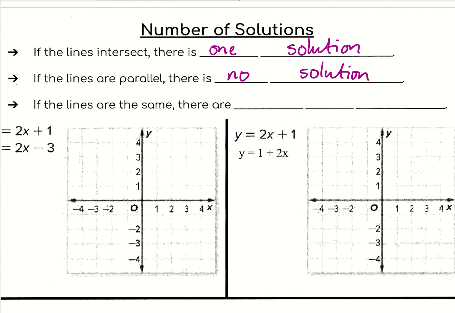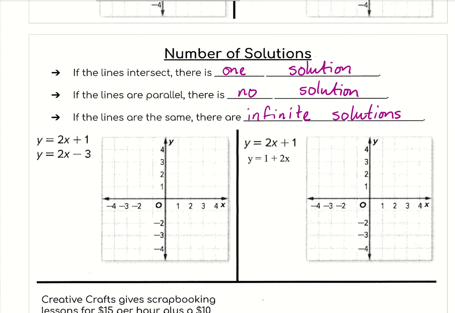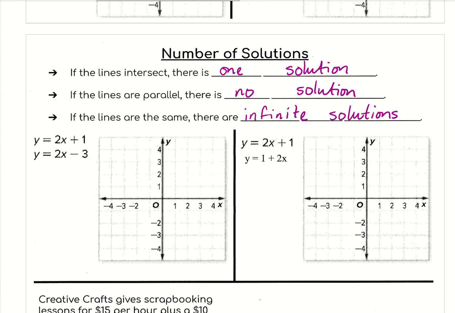And then lastly, if the lines are the same, there are infinitely many solutions, or you can just put infinite solutions is fine. That's going to be one where they're actually just the same line. We will see that as we get into these examples.